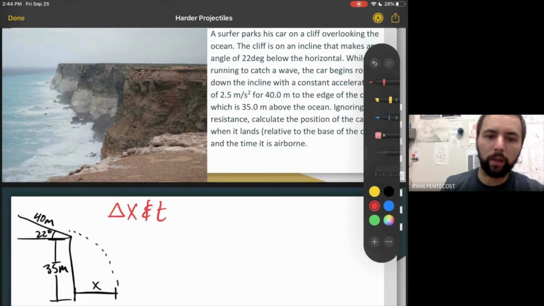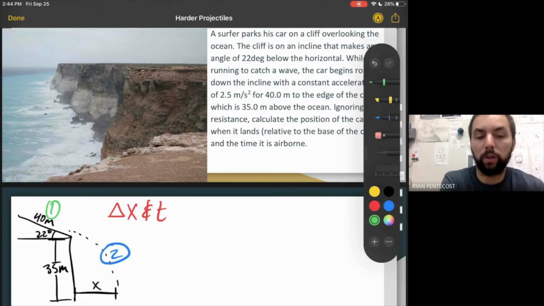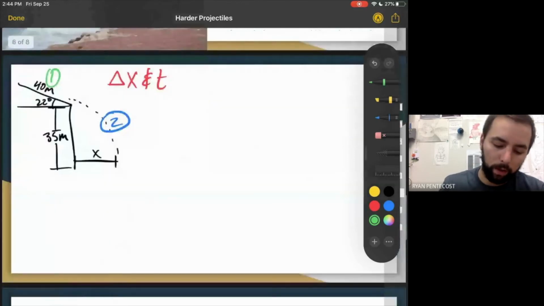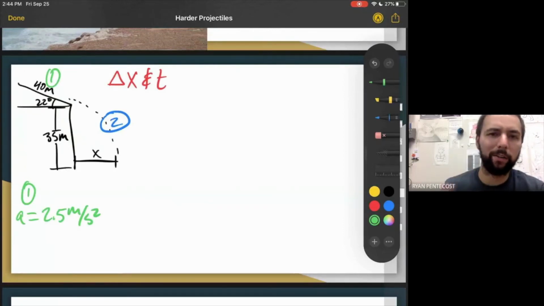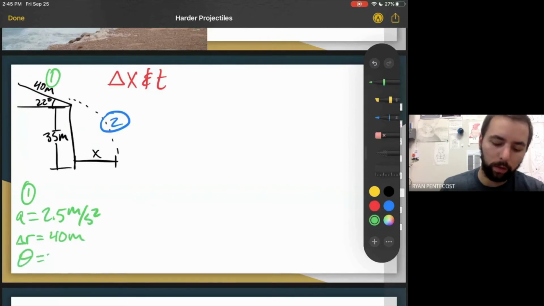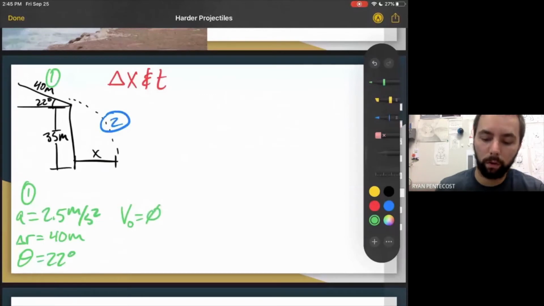So what we're going to do is split this up into two parts. First part, we have the incline. Second part, we have the projectile. As it's going down that incline, it's not a projectile yet, it's just a general kinematic problem. So let's work this first part out, okay? We have an acceleration of 2.5 meters per second squared. Instead of calling this delta x, because we've already got an x and a y, let's call this delta r for its displacement. It is displaced 40 meters. The angle theta is 22 degrees. Our v naught is 0 because it starts at rest and the car just begins to roll, right?